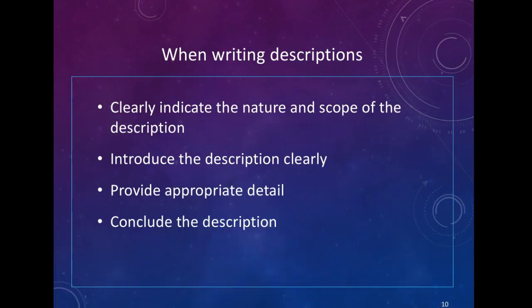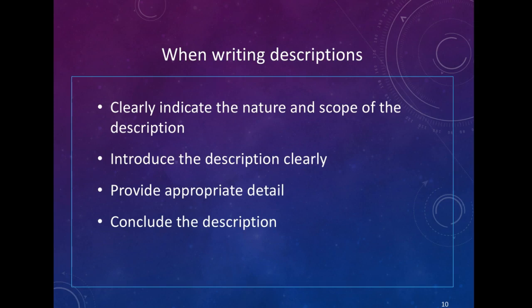When writing descriptions, clearly indicate the nature and scope of the description. This item describes, or this item is, introduce the description clearly. What's your purpose for giving the description? What are you trying to achieve? What do you want your readers to get from your description, to learn from it? Provide enough detail. You really want to provide enough information and detail so that the person has a good idea of what you are describing. And then conclude the description.